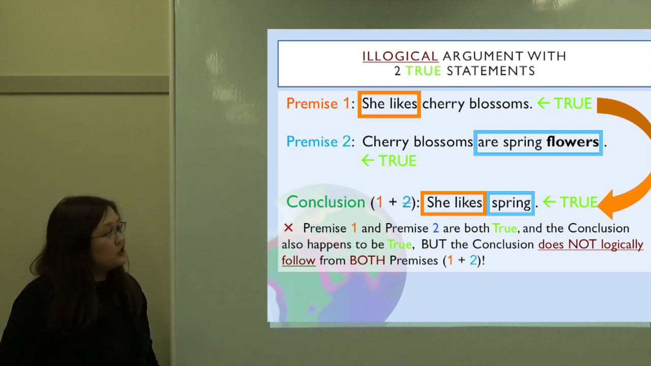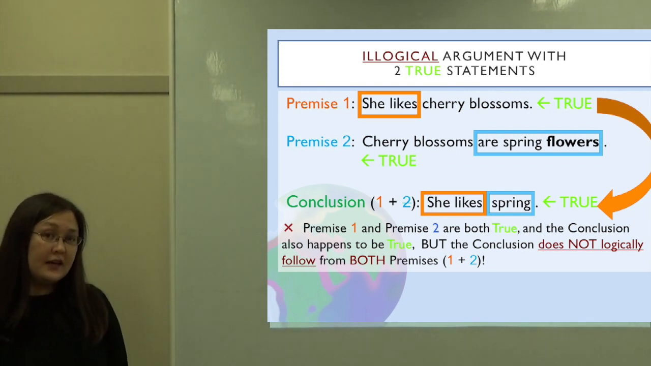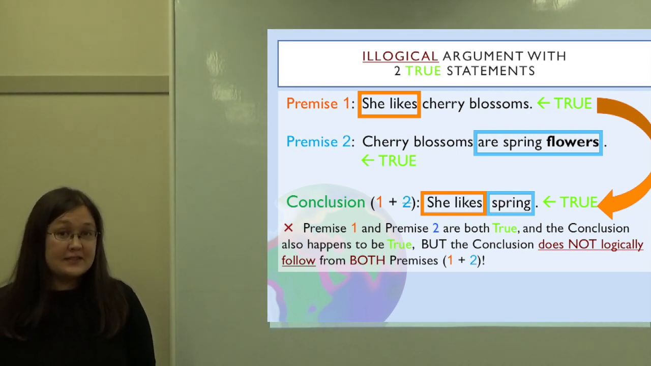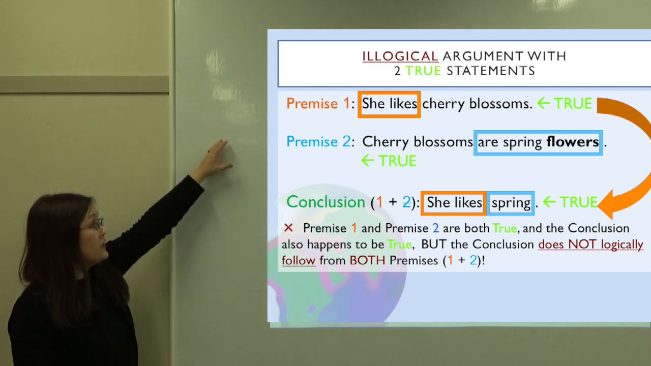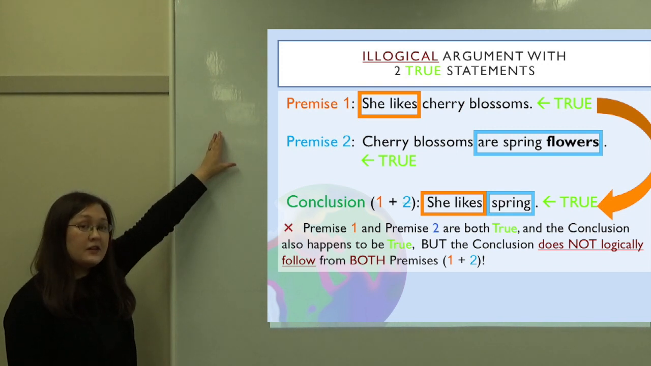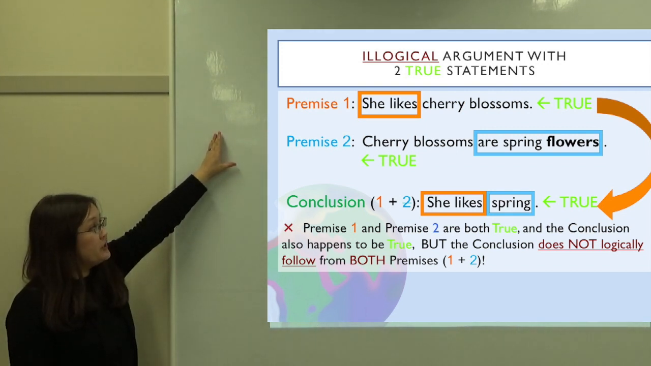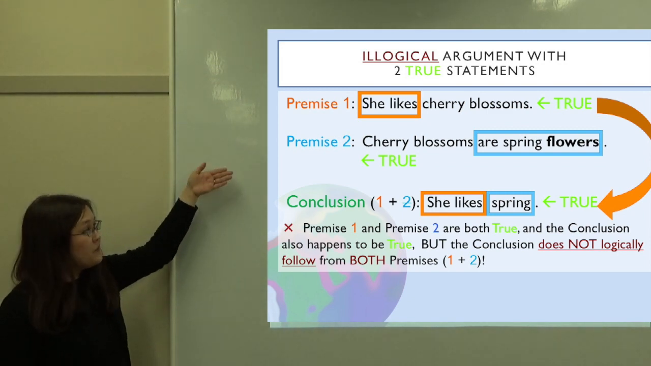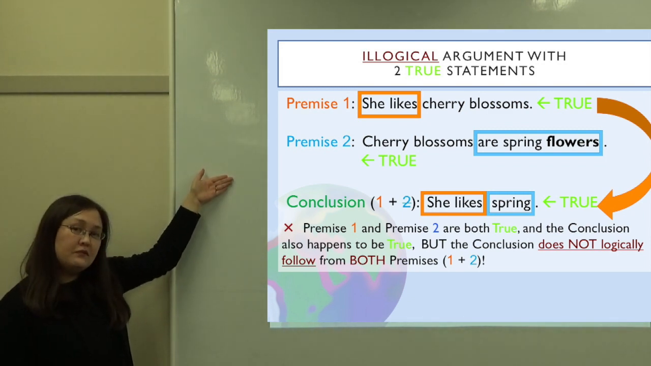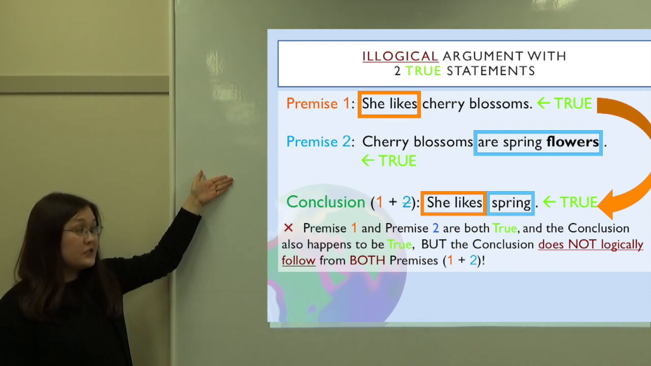This conclusion, it happens to be true that our character likes the season of spring. But actually that information was not here and here. We only know she likes a kind of flower, which is cherry blossoms. And more specifically, cherry blossoms are spring flowers. This is about the type of flower, the variety of flower is a spring flower.